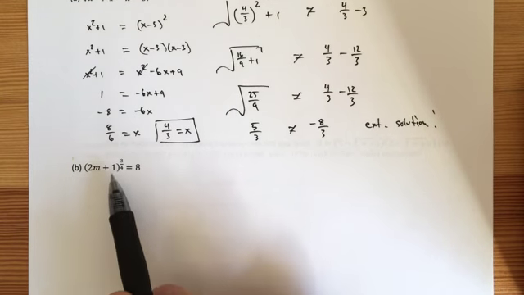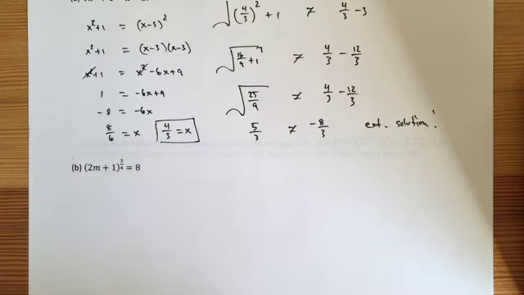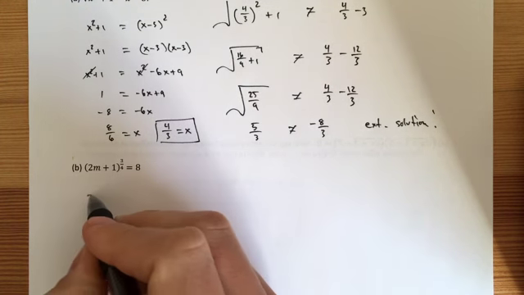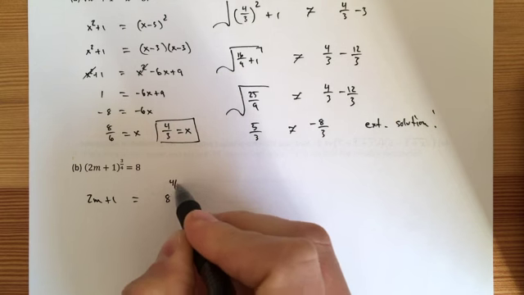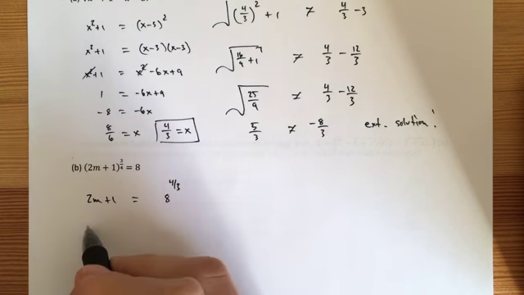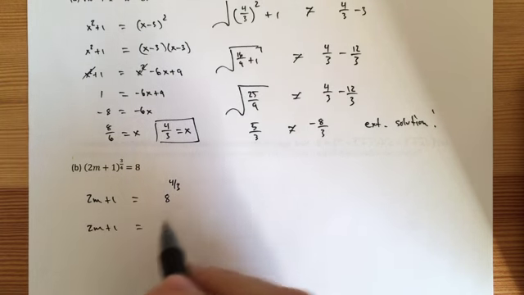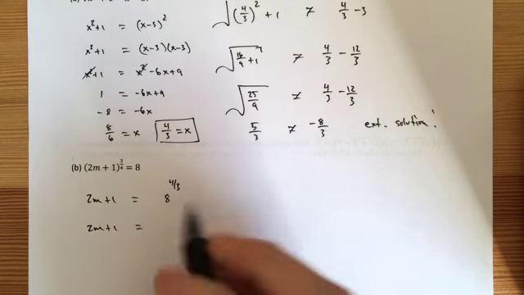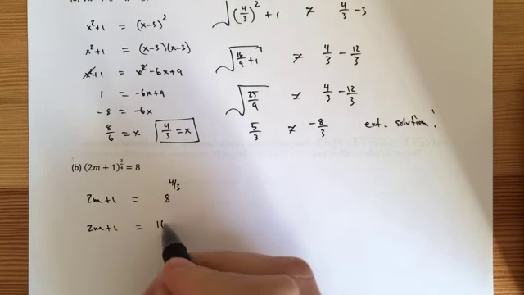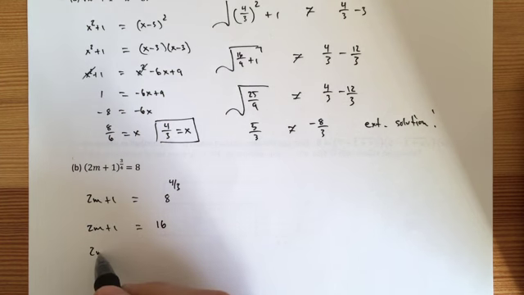I've got 2m plus 1 to the 3/4 power equals 8. I'm going to raise both sides to the 4/3 power, so that should give me 2m plus 1 equals 8 to the 4/3 power. Remember, 8 to the 4/3 is the cube root of 8 to the 4th, or 2 to the 4th, which is 16. So 2m should equal 15. So m should equal 15 halves, or 7.5.